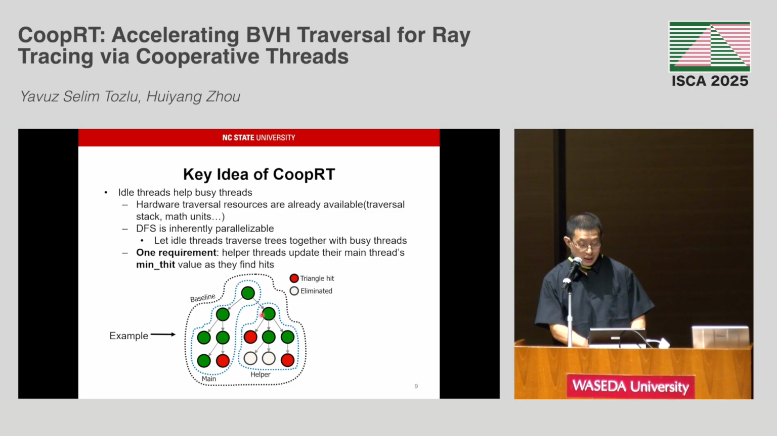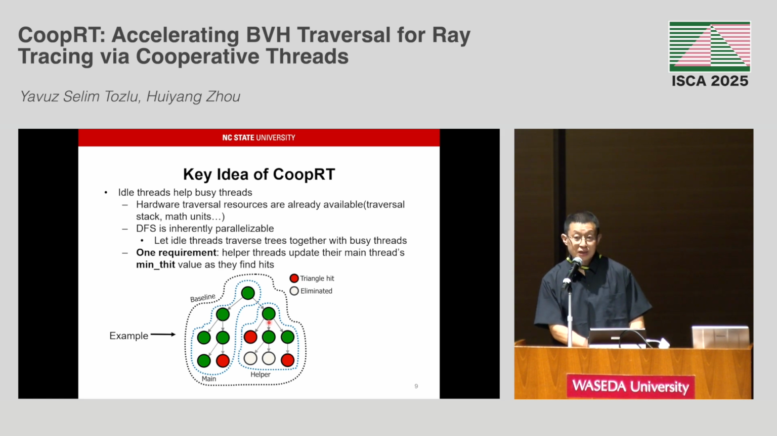So in the case with CoopRT, rather than letting this one thread deal with this complete traversal process, we let the helper thread take out a node from this busy thread's stack, and then start from that point, following exactly the same depth-first search logic. So that's basically the idea.